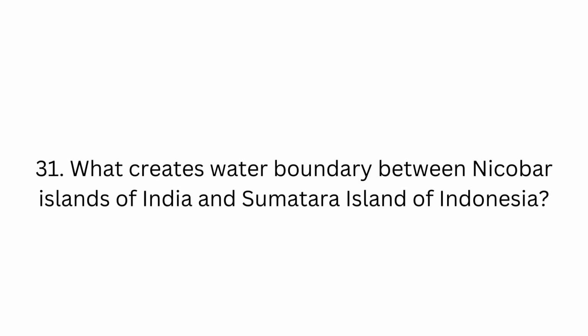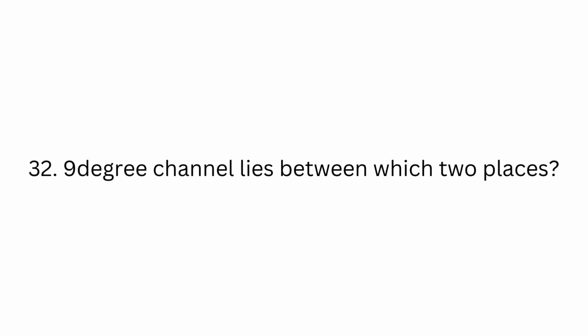So the 31st question is, what creates the water boundary between Nicobar Island of India and the Sumatra Island of Indonesia? And it is the 6-degree channel. 32nd question, the 9-degree channel lies between which two places? And it is Lakshadweep and Minicoy. Whereas Minicoy is located in, I think, Maldives. Yes.